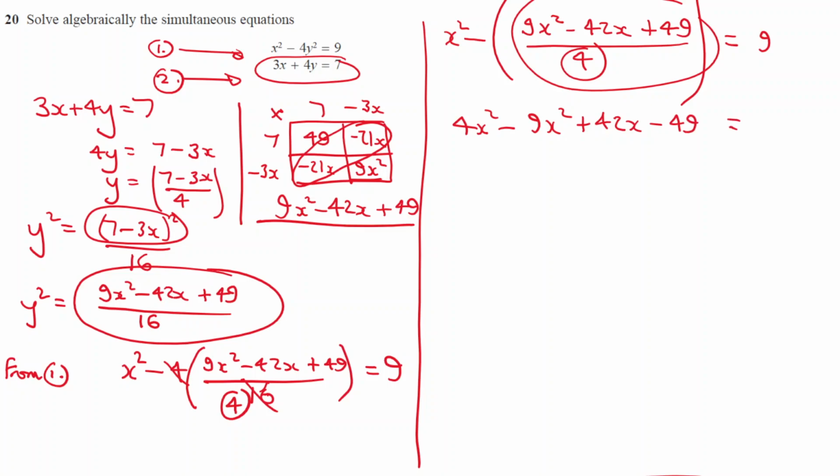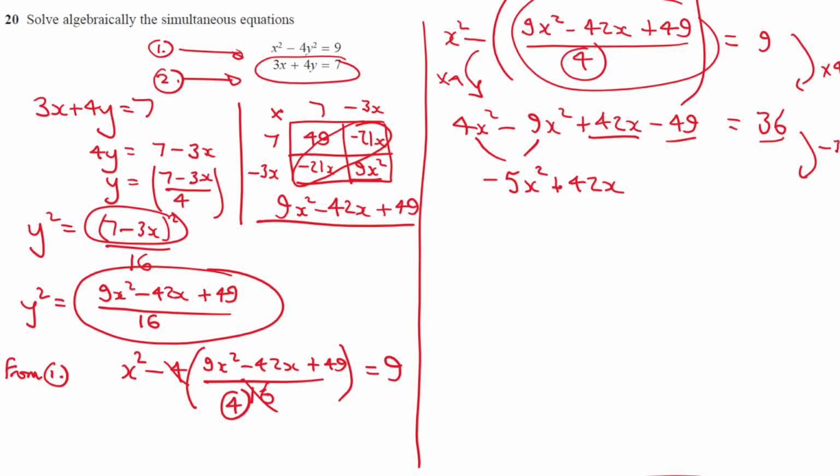Okay. Now remember, I've just multiplied this side all by 4, so I need to multiply this by 4 as well. The right hand side, that's 36. Okay, 4x squared minus 9x squared is negative 5x squared. 42x, well, there are no other x terms to add or subtract, i.e. collect with that. Negative 49 on here on its own, and positive 36. So I want to get this as 0, so I need to subtract 36 from both sides.